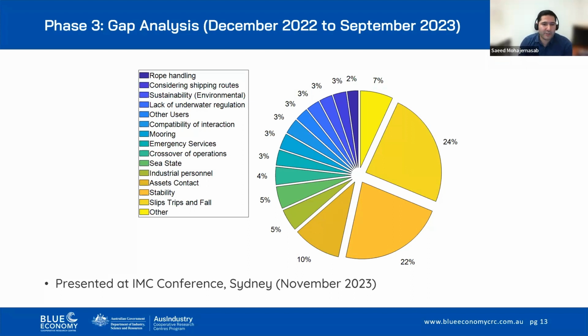And then around 22% are attributed to stability issues. These stability issues are related to stability during operations, and show the importance of dynamic stability and sea motion rather than static stability. And we have other challenges, such as the high sea states that the operators are facing, and also assets contacting each other, which is a major part of the incidents.